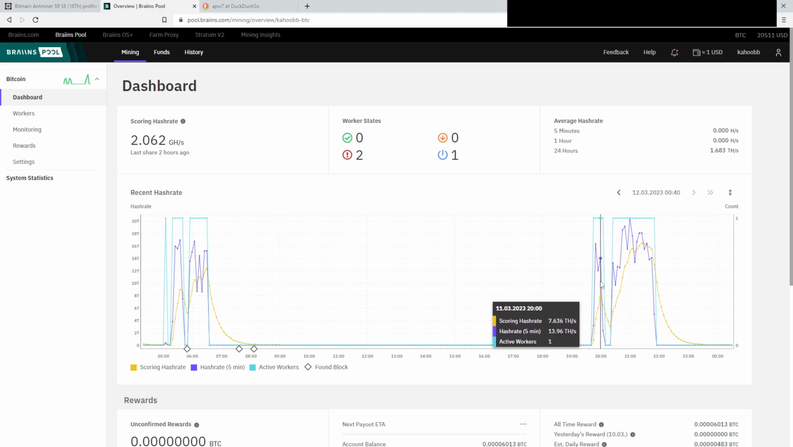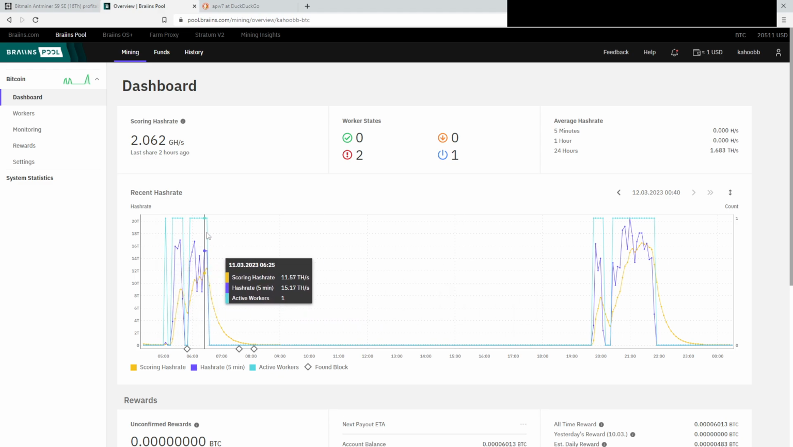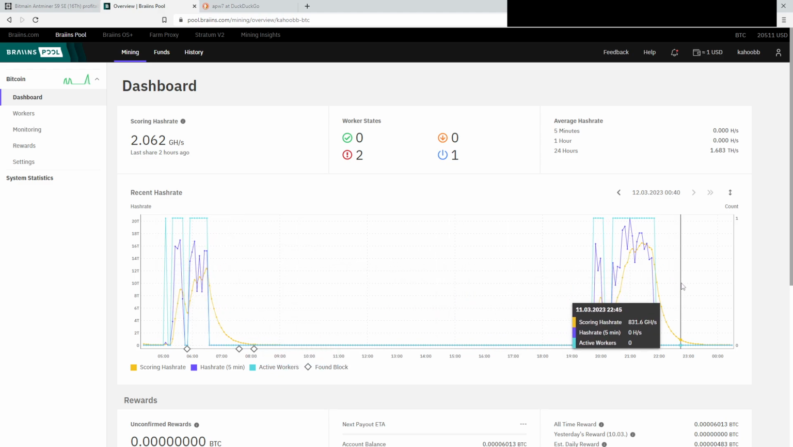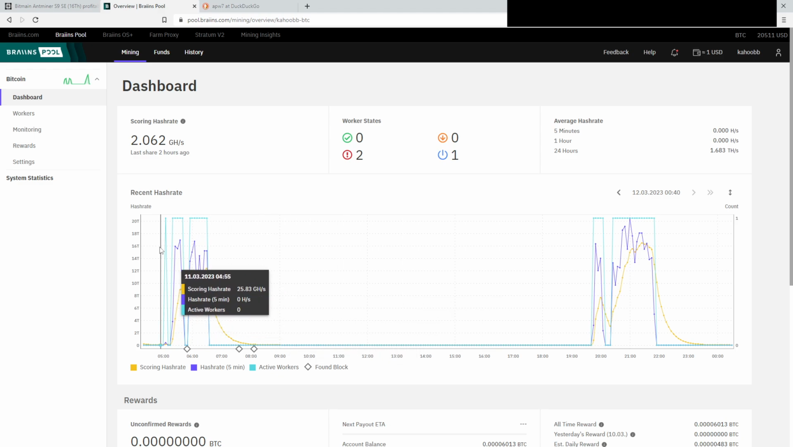I will be going into that in another video, because I just want to do a separate video for that, and I am pretty excited to talk about that. But we can see the hash rate goes up and then down to nothing and then up. That's because we're using it as a space heater, so it's not going to be always running 24/7.